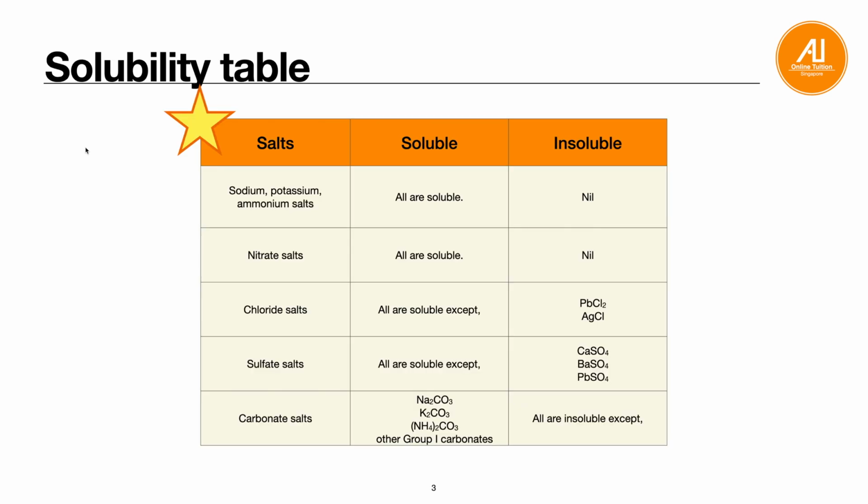Okay, next one. For this topic, you need to memorize the solubility table, which I already went through in Q&A. Just a fast recap: all sodium, potassium, ammonium salts are soluble. All nitrate salts are soluble as well, and chlorides are all soluble except for lead chloride and silver chloride. Sulfate salts are all soluble except for these three: calcium sulfate, barium sulfate, and lead sulfate. Lastly, carbonates are all insoluble except for your spectator salts, meaning sodium, potassium, ammonium, and other group 1 carbonates.